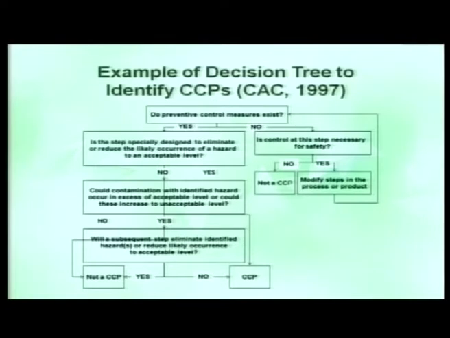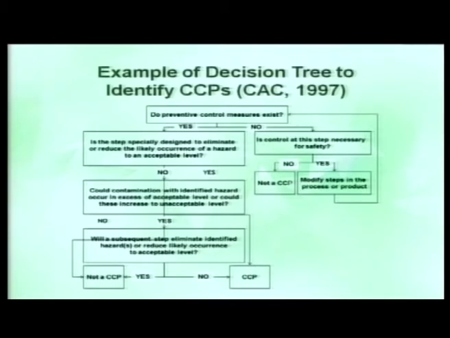When we start the decision tree, we consider one particular step. We say, do the preventive control measures exist? The answer can be yes, or the answer can be no. In case there is no preventive control measure, that means the control cannot be applied. In that case, it is a simple thing that the control at this step is necessary. Yes, then you modify the step in the process so that you can have an appropriate preventive control measure. So this part is very clear that you need to have an effective preventive control measure in existence to make it a critical point.